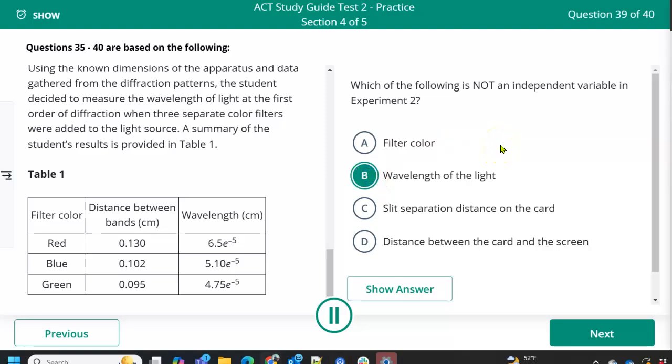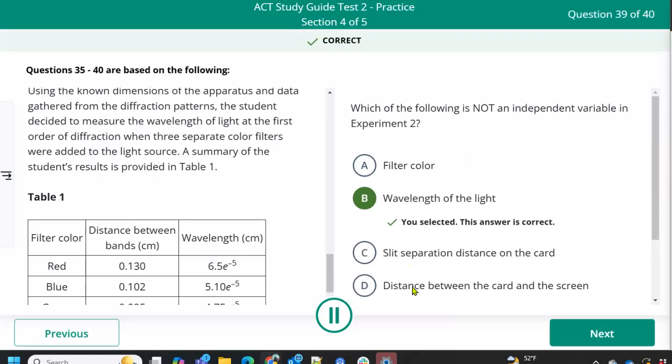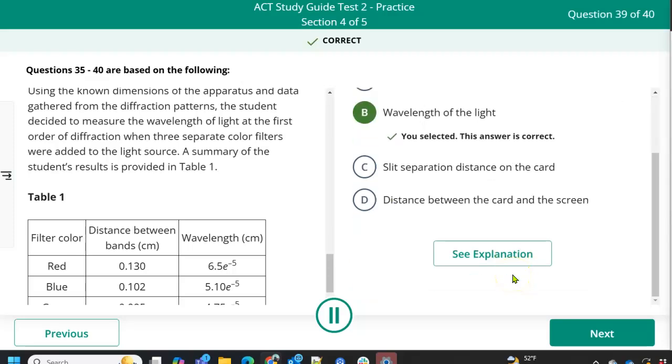Slit separation on a distance on the card. That is independent. We can change that if we want to. Distance between the card and the screen. That is independent also. We can change that. The only thing that's not independent is the wavelength. That changes based on the other parameters, and then we measure that as a dependent variable. So let's go wavelength. Okay.